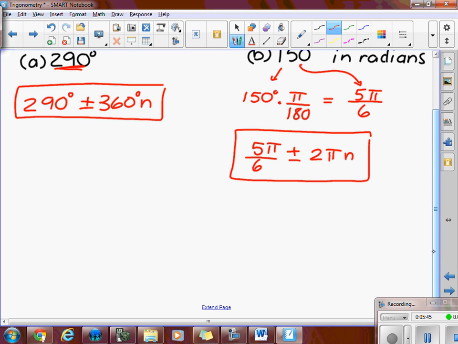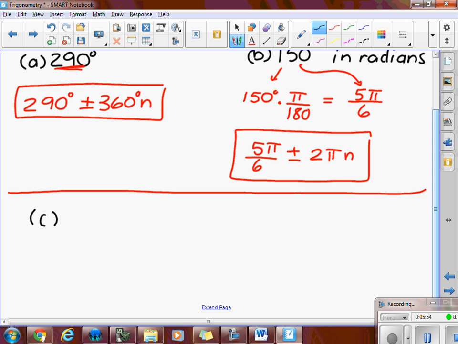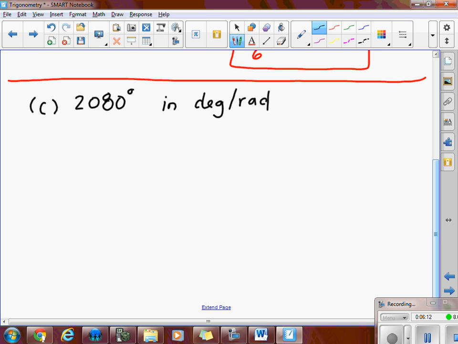So let's take a look at a different type of question then. We'll try example C, and I'm going to say, let's do the same thing, except I'm talking about 2080 degrees. I want to know in degree form and in radian form the expression that would show all the coterminal angles. Now, definitely you should be able to understand that 2080 degrees is not the principal angle. It's not the smallest one we have.